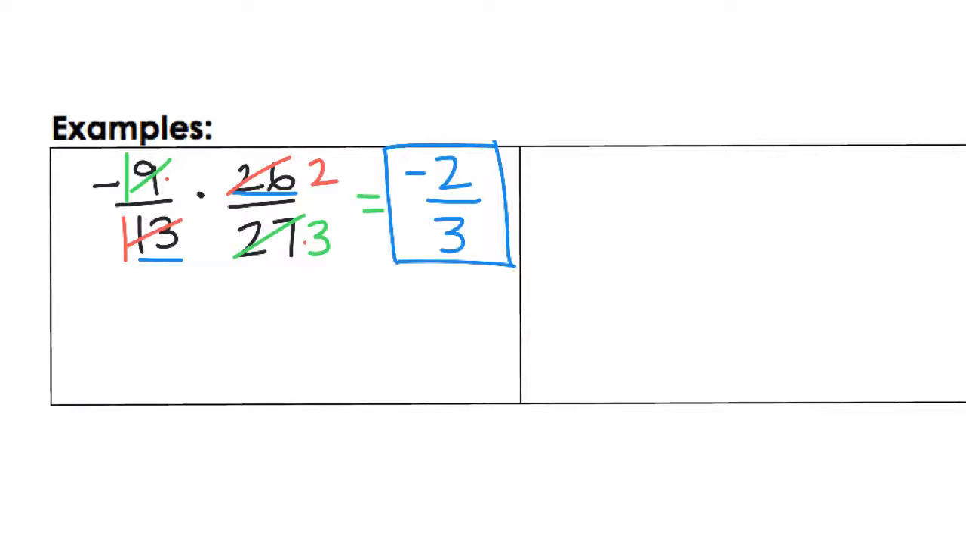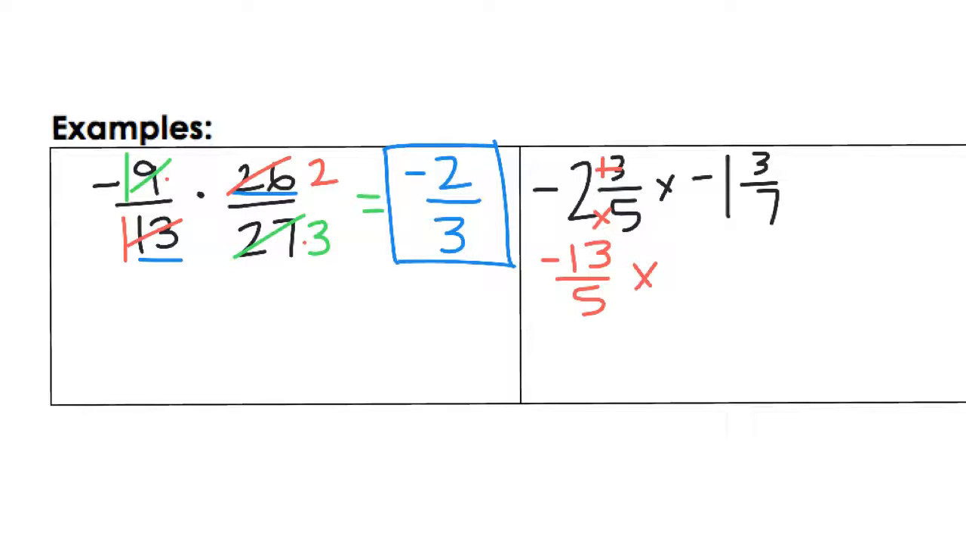The next problem is going to be negative 2 3/5 times negative 1 3/7. And so on this one, we are going to have to change them into improper fractions. So I'm going to multiply and then add. I do 5 times 2 plus 3, which is negative 13 over 5, and 7 times 1 is 7 plus 3 is 10, so negative 10 over 7.